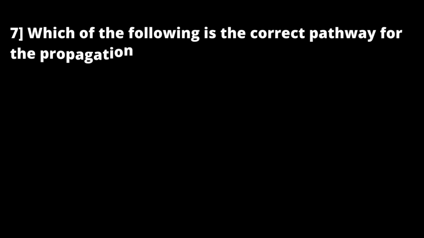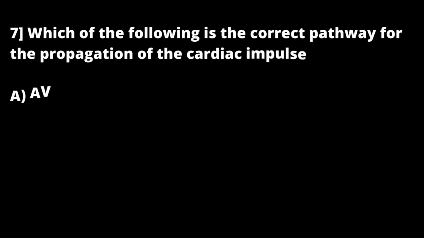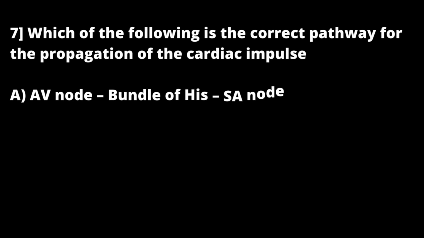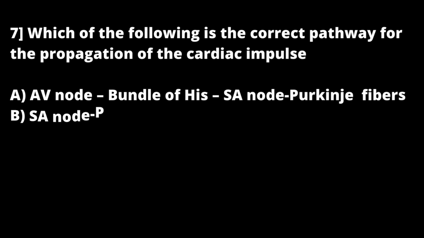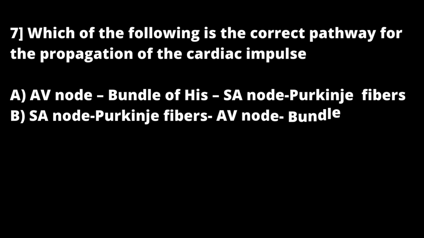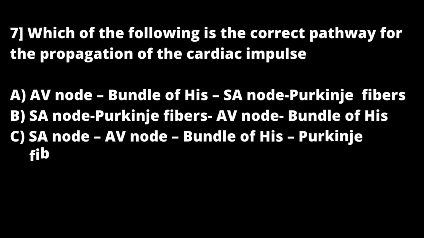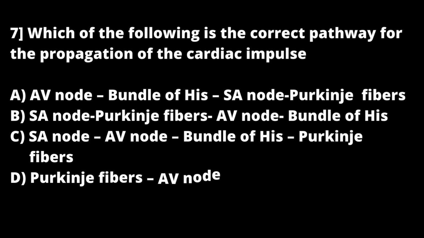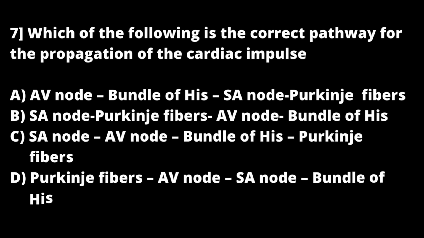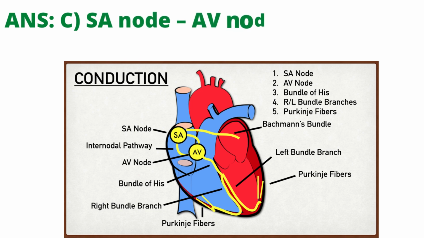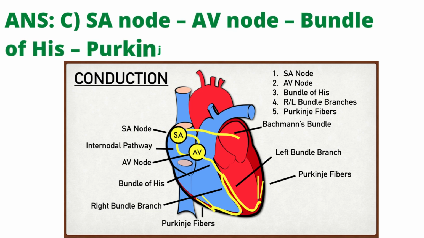Question 7. Which of the following is the correct pathway for the propagation of cardiac impulse? Which means, what is the right route of conduction of cardiac impulse is the question. A. AV node, bundle of His, SA node, Purkinje fibers. B. SA node, Purkinje fibers, AV node, bundle of His. C. SA node, AV node, bundle of His, Purkinje fibers. D. Purkinje fibers, AV node, SA node, bundle of His. The right answer is C. SA node, AV node, bundle of His, and Purkinje fibers.